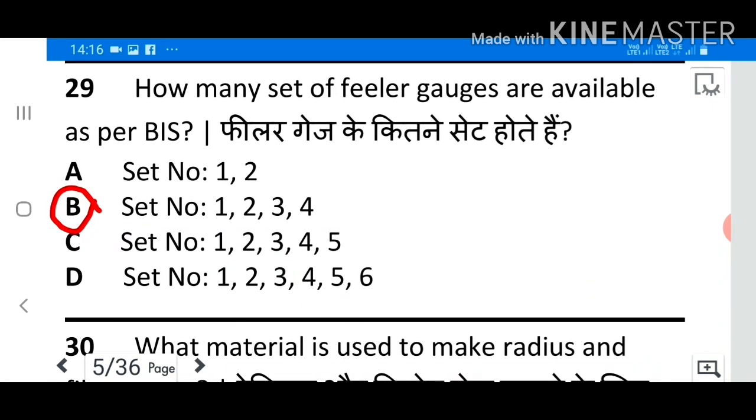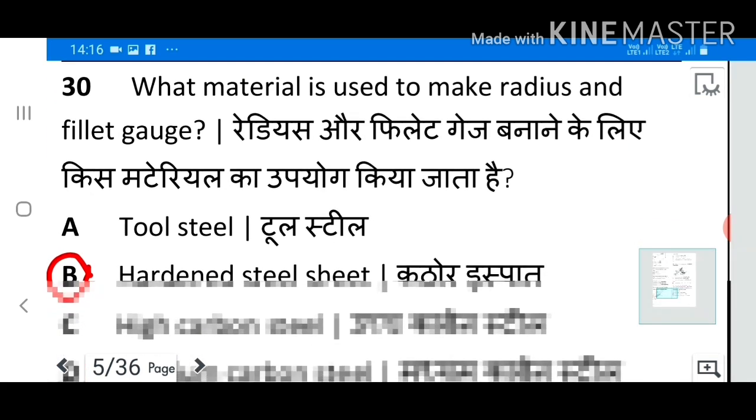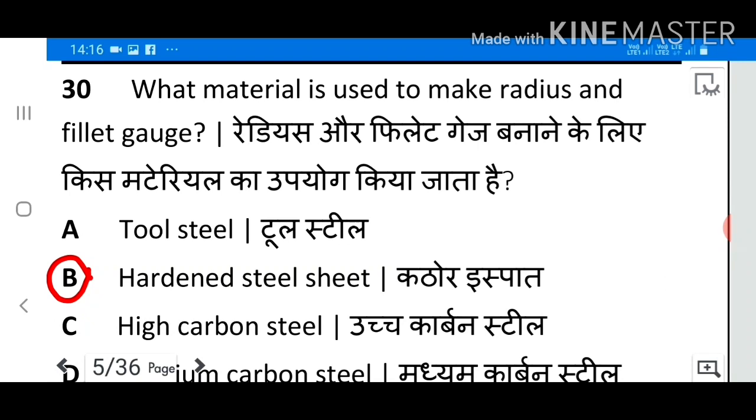29. How many sets of feeler gauges are available as per BIS? Answer B. Set number 1, 2, 3, 4. 30. What material is used to make radius and fillet gauge? Answer B. Hardened steel sheet.